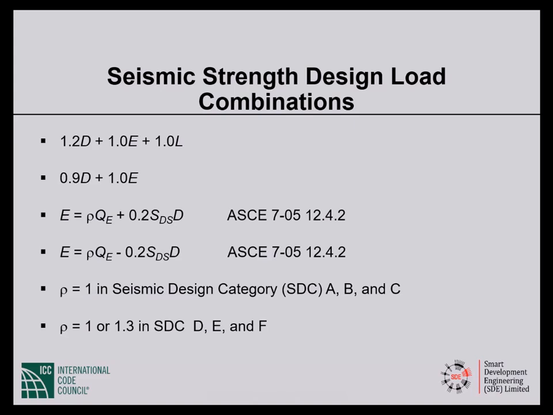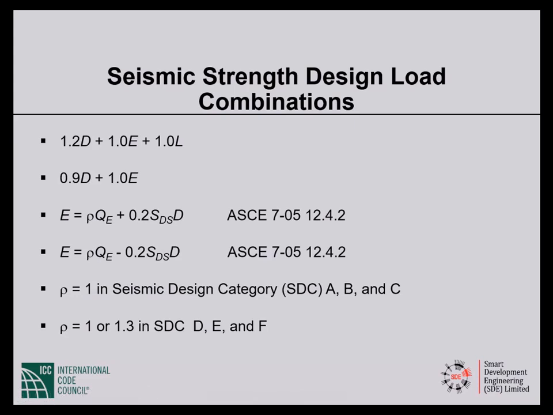The vertical earthquake effect, E sub B, ASCE 705 says can be taken as 20% of the short period design spectral acceleration, with which we should be familiar by now, multiplied by the design dead load D: 0.2 S sub ds times D. Okay. So in the additive load combination, we write E is equal to rho times Q sub E plus 0.2 S sub ds times D.